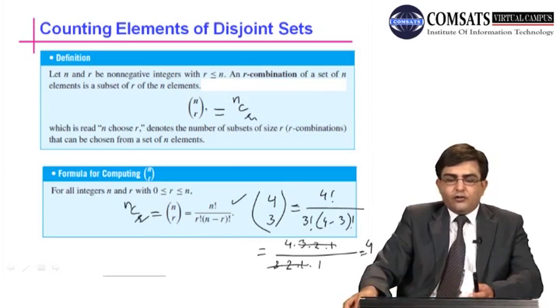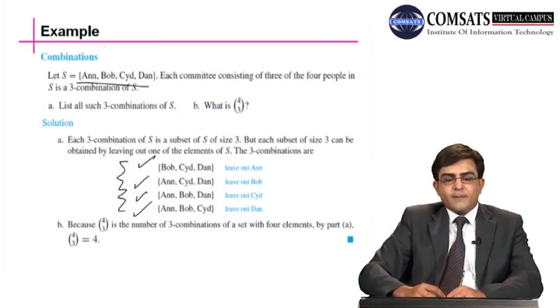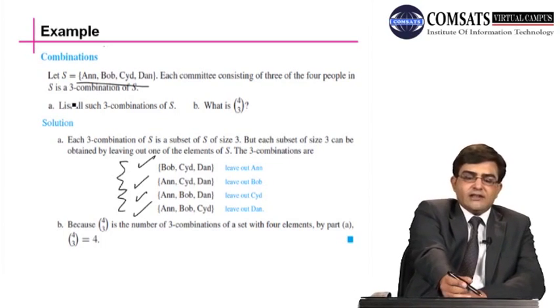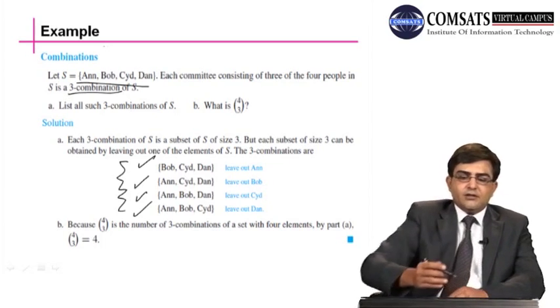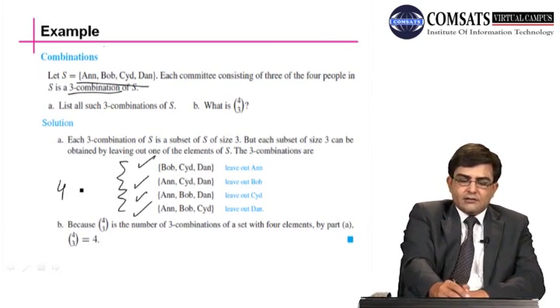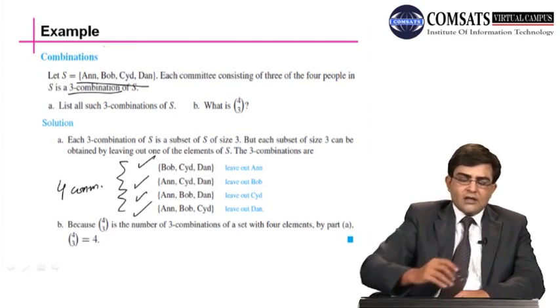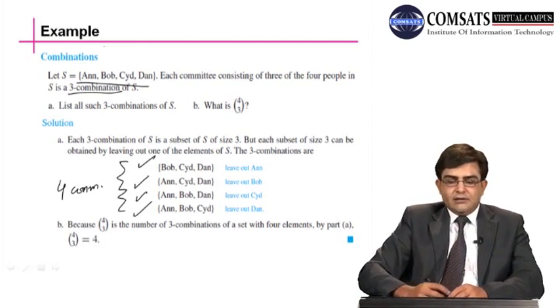So there are 4 possible committees which we can make by using 3 people out of these 4 people, or we can say the 3 combinations of S. So these are all 4 committees we can form by using 3 people. So this is what the combination is.